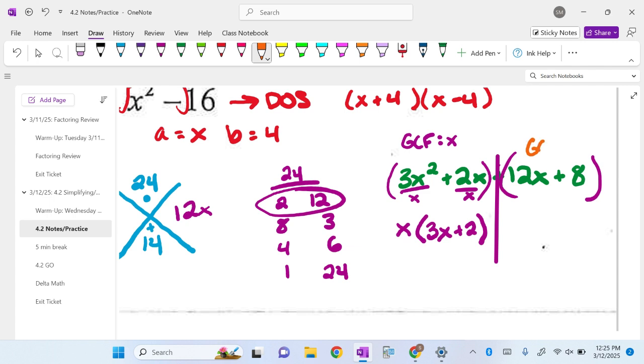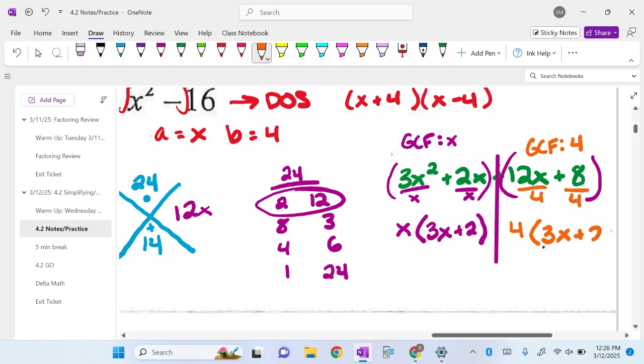My second set, what's my GCF for my second group? It is 4. So I'm going to divide both of these by 4. I have 4 on the outside. Then what? So what's 12 divided by 4? 3. So I still have the x, so I'm going to bring that down. What's 8 divided by 4? 2. So that's plus 2.